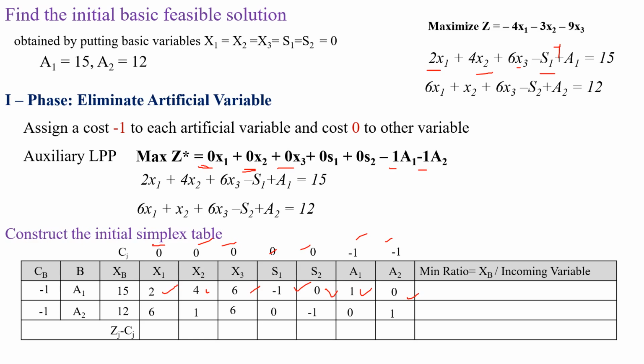Similarly, by observing the second constraint equation, the x1 coefficient is 6, the x2 coefficient is 1, and the x3 coefficient is 6. Here there is no S1, so the S1 coefficient is 0, and the S2 coefficient is -1, the A1 coefficient is 0 and the A2 coefficient is 1.